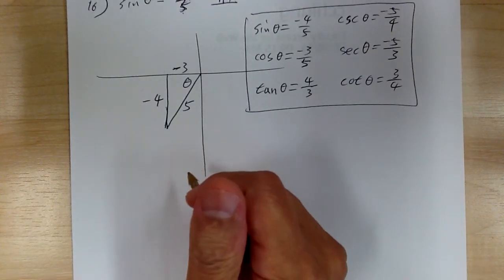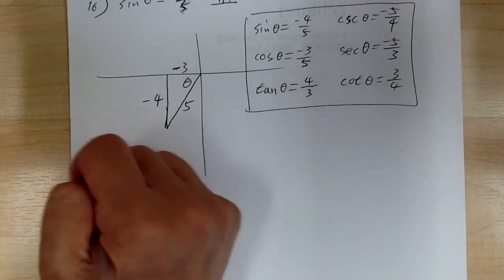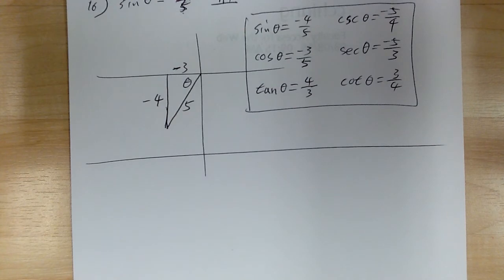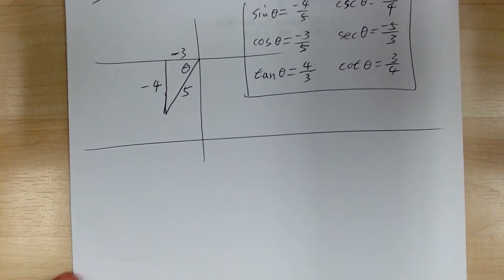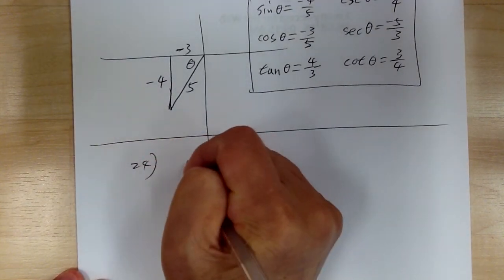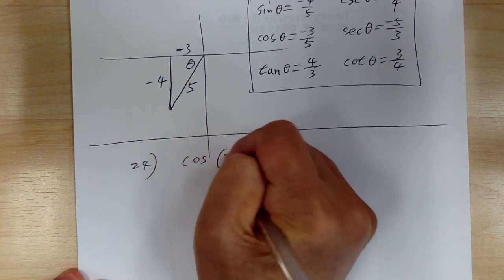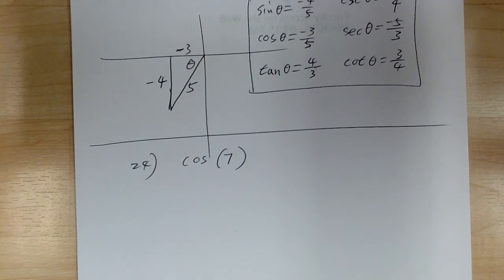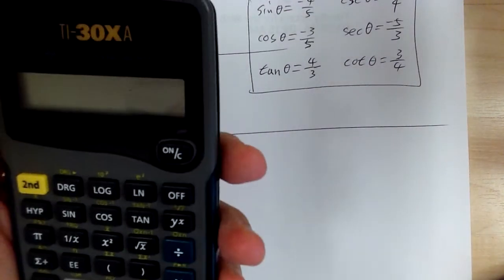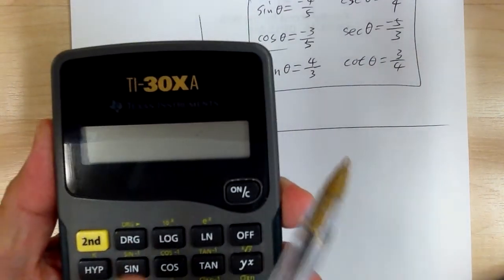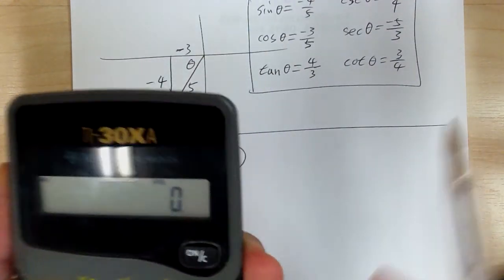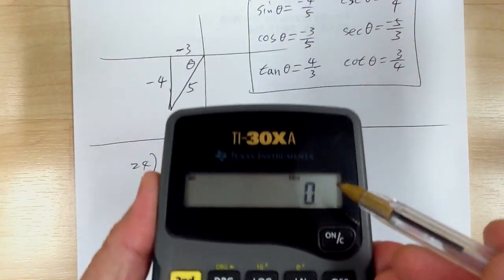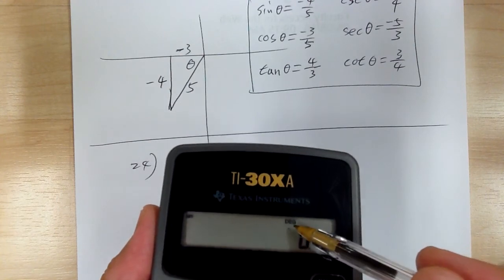Now for number 23 through 40, those are calculator problems. Now you have to be careful. You have to pay attention to which mode you're using. So like number 24, you have cosine of 7 radians. So on your calculator, like over here, see the degree over here? You can push that button. So right now, if you look on the calculator, it says DEG.